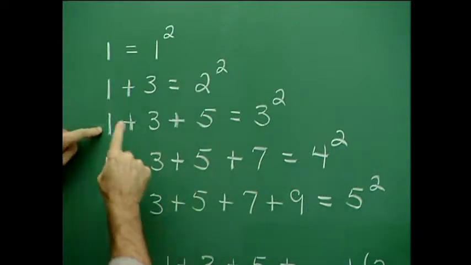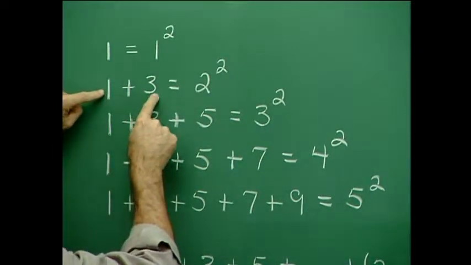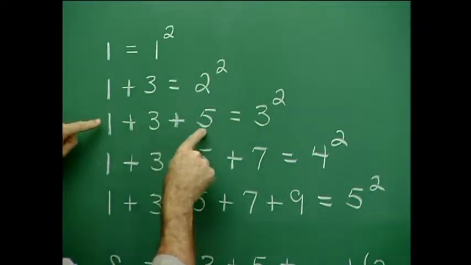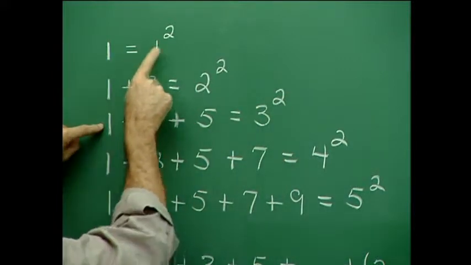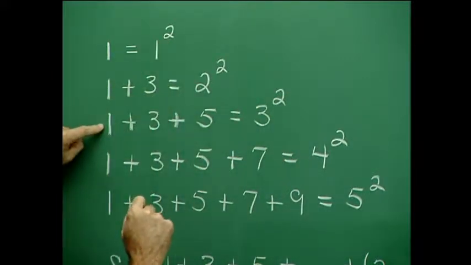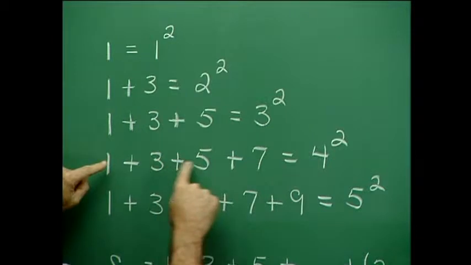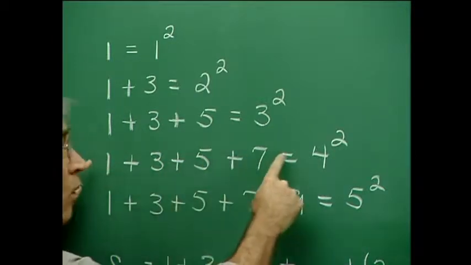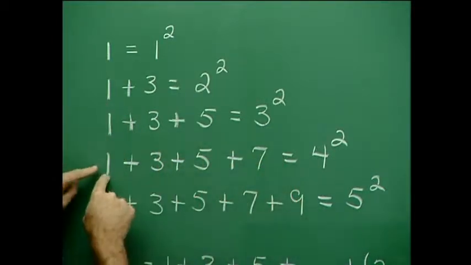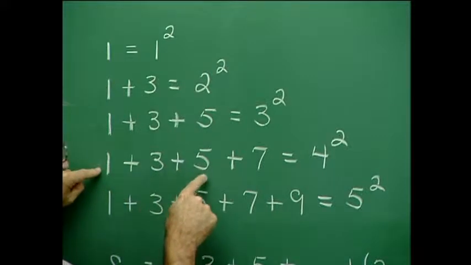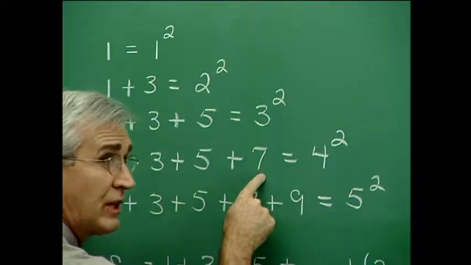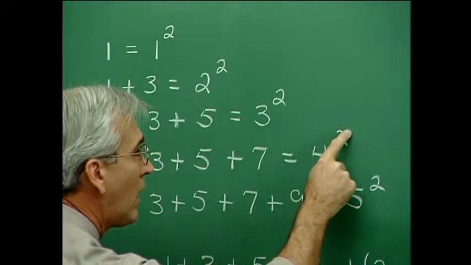Now notice that we have 2 items here and we have 2 squared. We have 3 items here, we have 3 squared. We have 1 item here, we have 1 squared. Let's take it another step. We have 4 items here. We're adding the first 4 odd numbers, you see. 1 plus 3, that's 4, and 5, 9, and 7, 16, can be written as 4 squared.